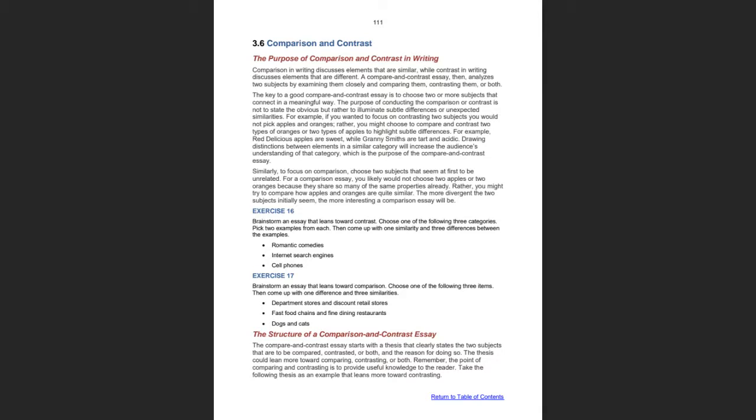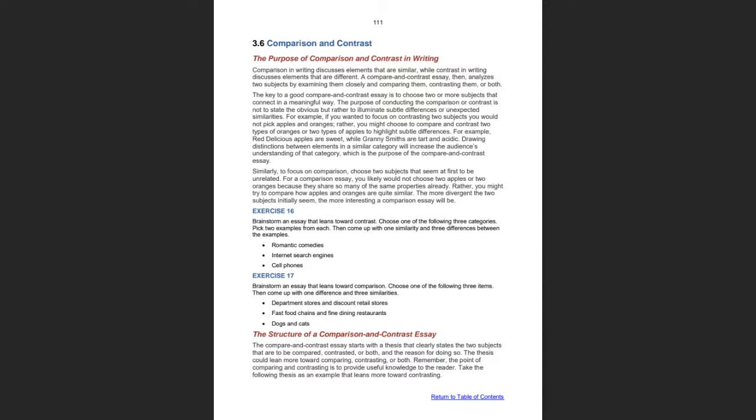Drawing distinctions between elements in a similar category will increase the audience's understanding of that category, which is the purpose of the compare and contrast essay. Similarly, to focus on comparison, choose two subjects that seem at first to be unrelated. For a comparison essay, you would likely not choose two apples or two oranges because they share so many of the same properties already. Rather, you might try to compare how apples and oranges are quite similar. The more divergent the two subjects initially seem, the more interesting a comparison essay will be.